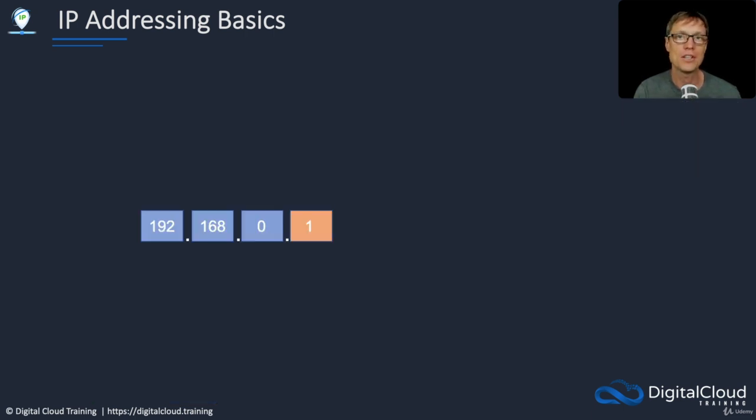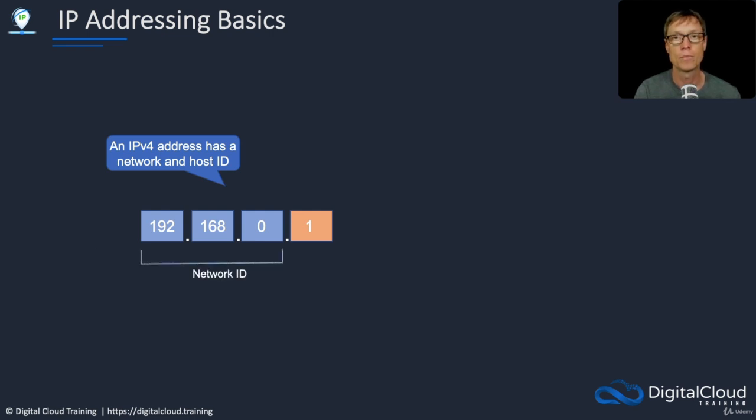So let's have a look at the structure of an IP address. Now, an IP address is made up of 4 parts, and those parts are separated by dots, and they include a network and host ID. So in this case, I've color-coded it so that the blue boxes are the network ID, and the orange box is the host ID. So that means that the network ID is going to be the same for every computer on a specific network segment, whereas the host ID will be unique to every individual computer.